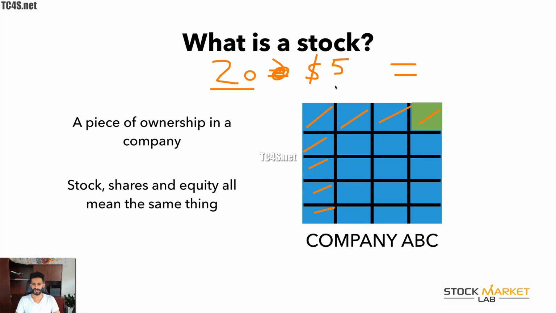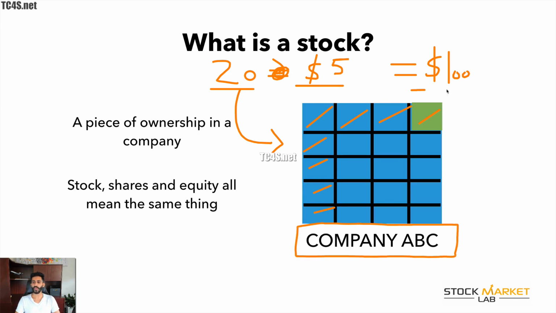Now, what you do in that situation is you multiply the shares, how many shares they have or how many pieces, by the share price, right? Which gives us $100. So what that means is if you want to buy company ABC 100%, you would have to pay $100. A stock is basically a piece of that company. It is a piece of that overall company. This company, ABC, has 20 shares.